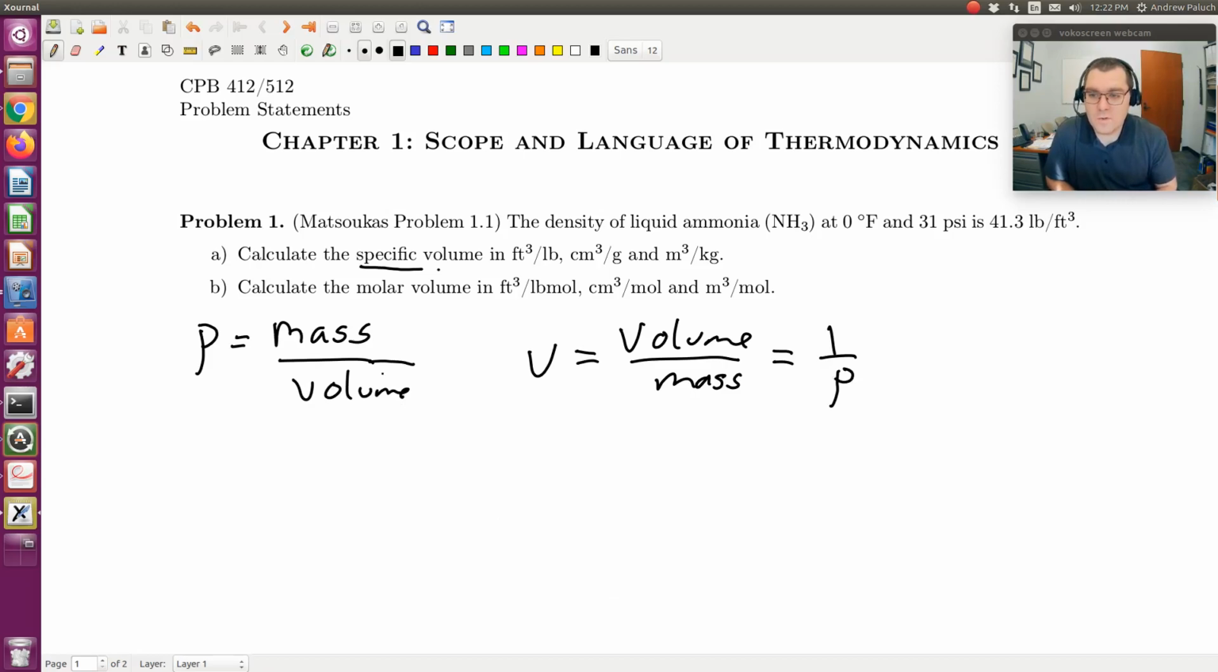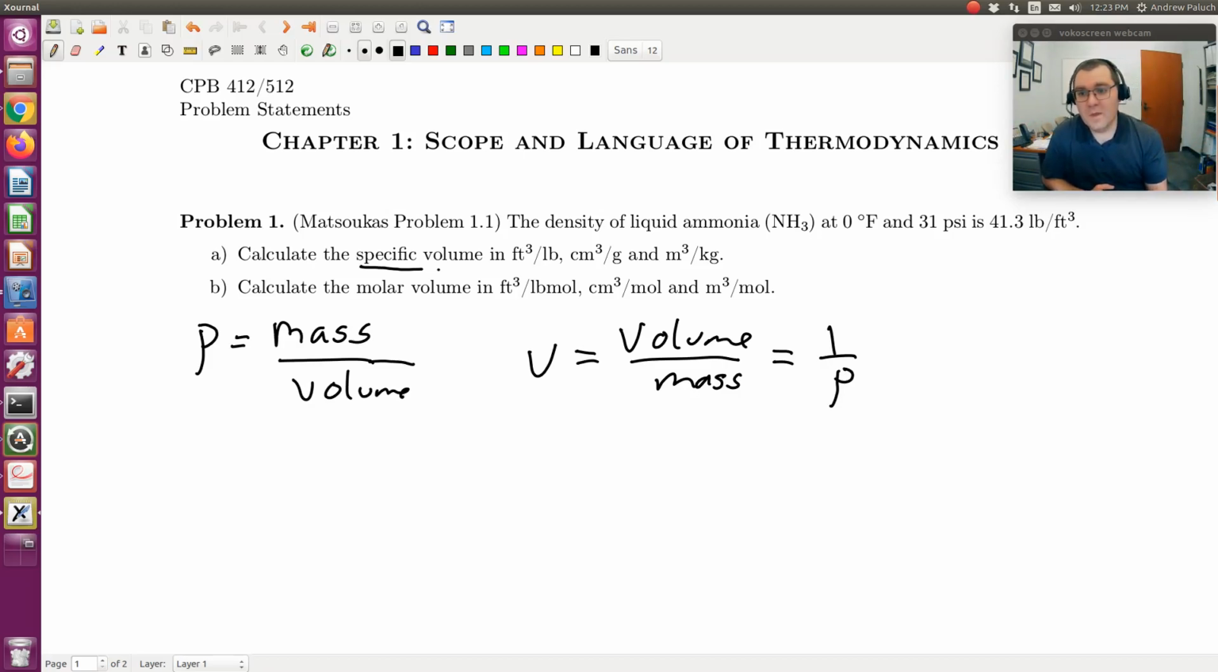Okay, so our density is mass per volume. Specific volume is volume per mass, which is equivalent to 1 over the density. Density is an intensive property. If I were to cut my system in half, the density would remain unchanged. Likewise, specific volume is intensive. Cut my system in half, the specific volume of those two halves are exactly the same.